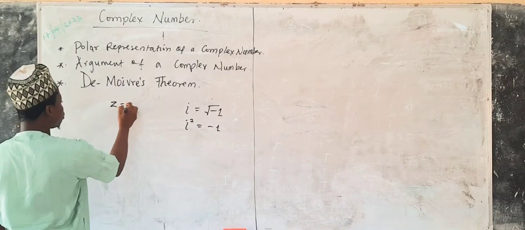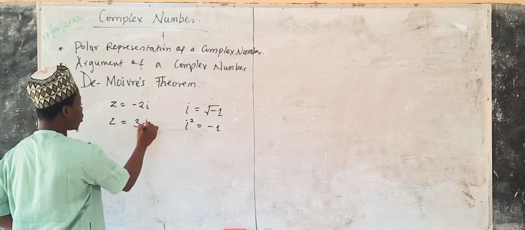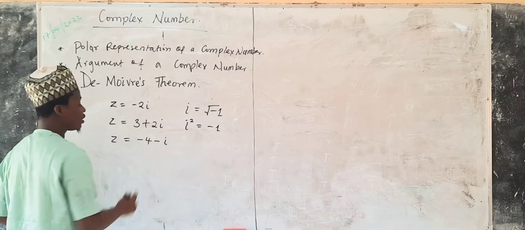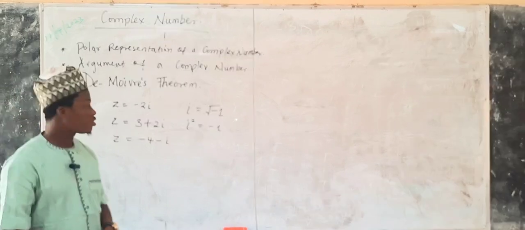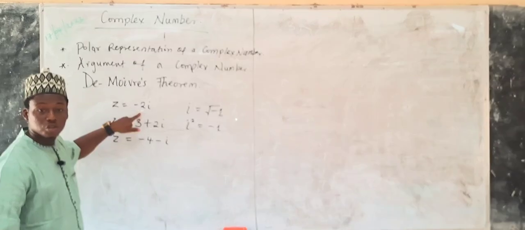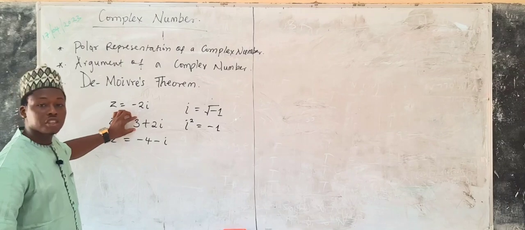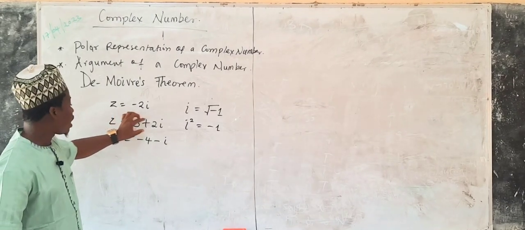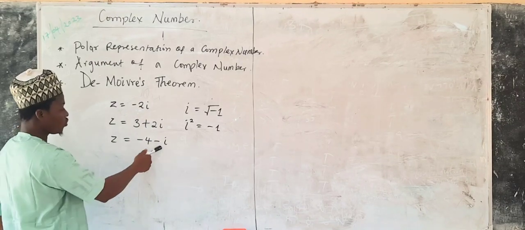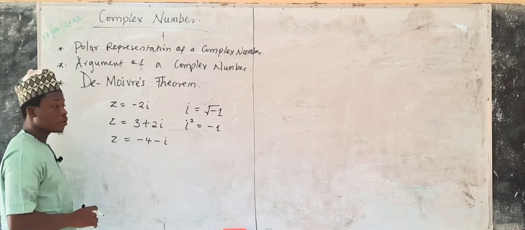You can say z equals minus 2i. Z equals 3 plus 2i. Z equals minus 4 minus i. These are examples of complex numbers. The minus 2 here is the imaginary part of this complex number. 3 here is the real part of this complex number, and 2 here is the imaginary part. Same thing here: the coefficient of i is minus 1, which is the imaginary part of the complex number.